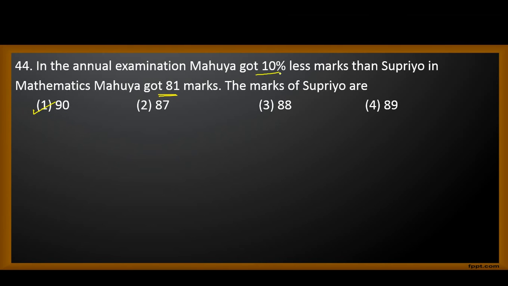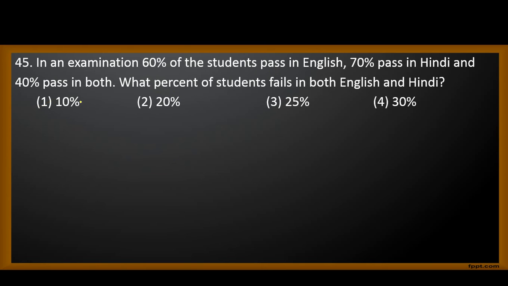Because she got 10% less, it means she got 90% of Supriya's marks. So I am taking option 1. Option 1 is 90. What is 90% of 90? 81, which is satisfying. Straight away this is my answer. Okay, need not worry about the other options.